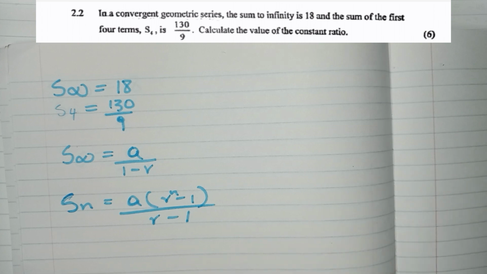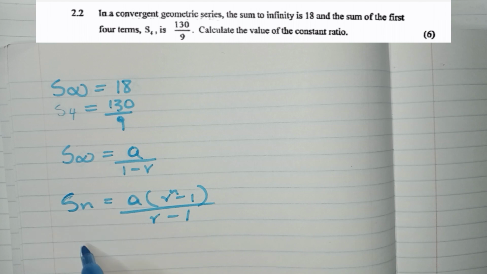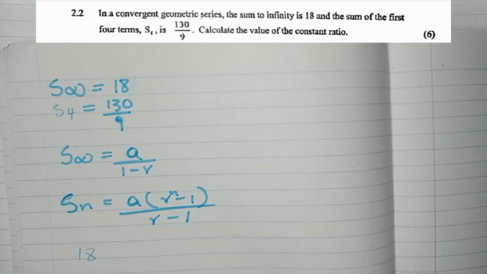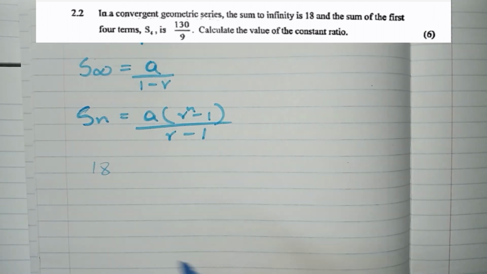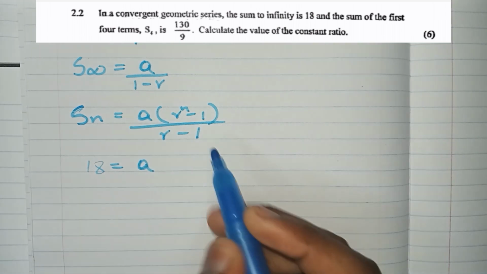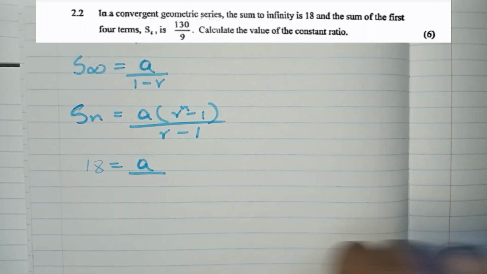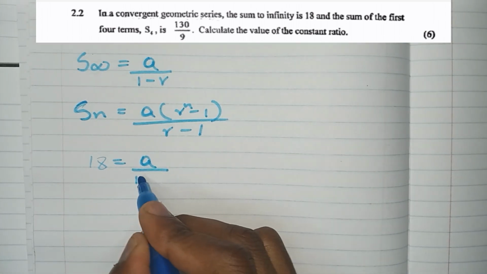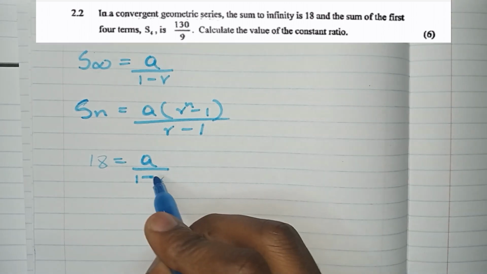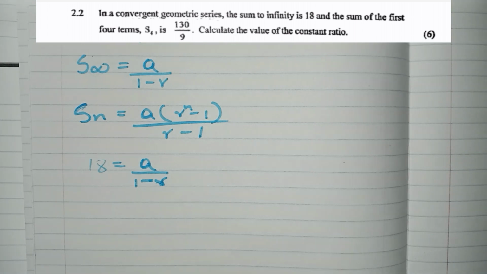In the sum to infinity, we only have the sum, which is 18. So we will say 18, because we are given the sum to infinity to be equal to 18. The value of A we don't know, so it equals A over 1 minus the value of R, which we also don't know. So it will be like this.